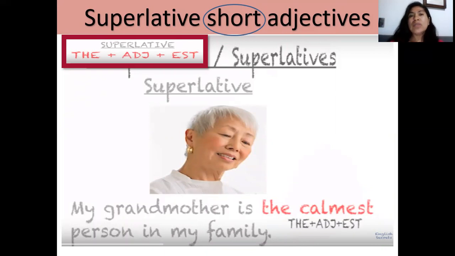What happens with the superlative? If we have a superlative with a short adjective, this is the formula: the plus adjective plus est. The example: my grandmother is the calmest person in my family. If you notice, we have the calmest.